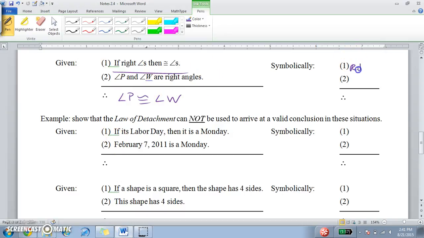Symbolically, right angles means congruent angles. P and W are right. Conclusion is P congruent to W.